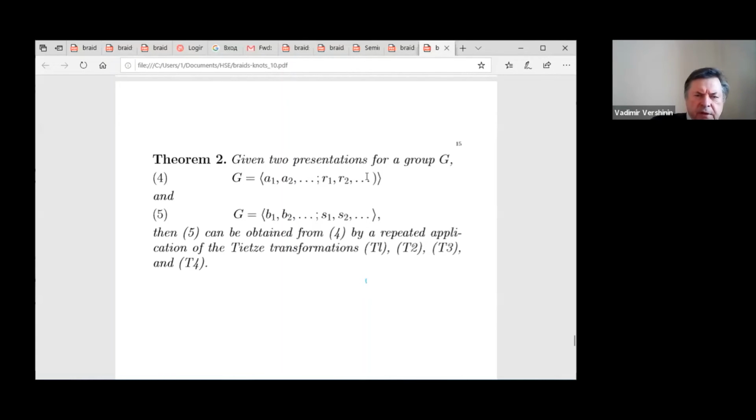If you have the presentation of a group and another one of the same group, isomorphic if you want, and then one can be obtained by a finite number. I didn't write it. Repeat it. Finite. Essential is that it can be obtained one from another by a finite number of Tietze transformations. So this is a complete analog.